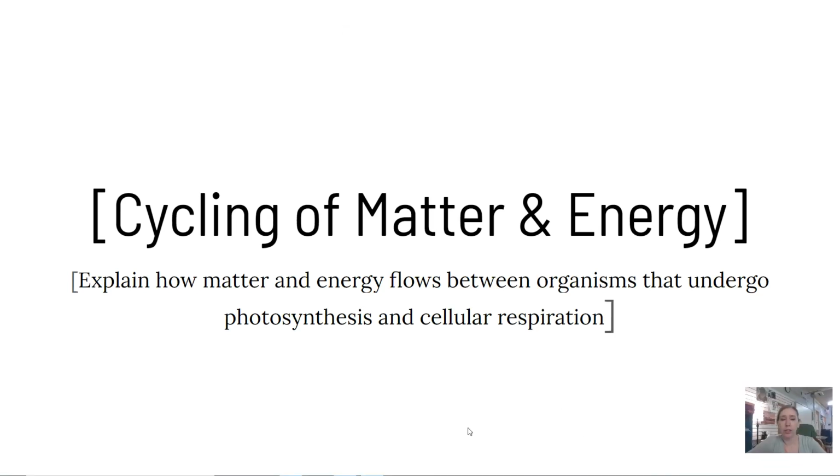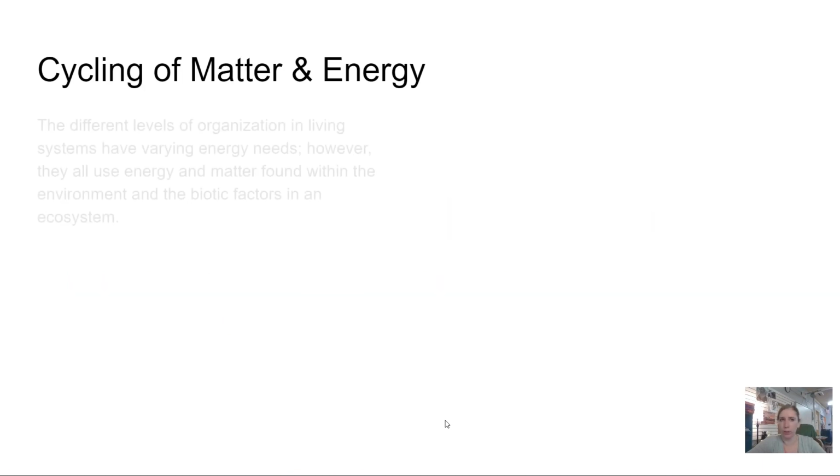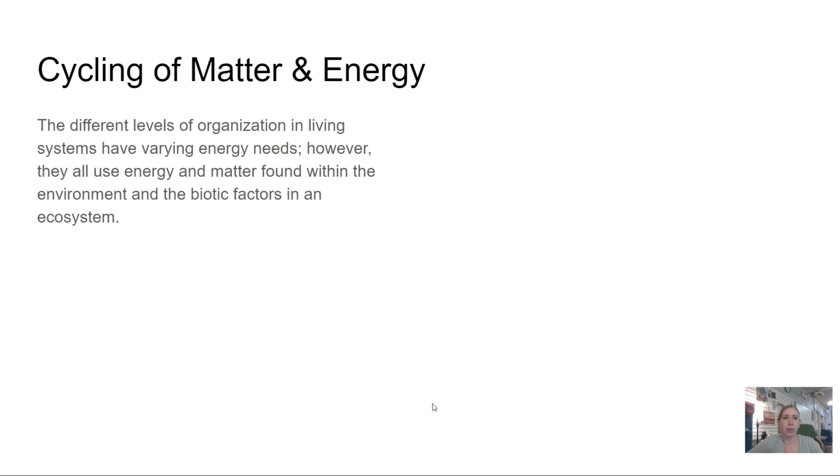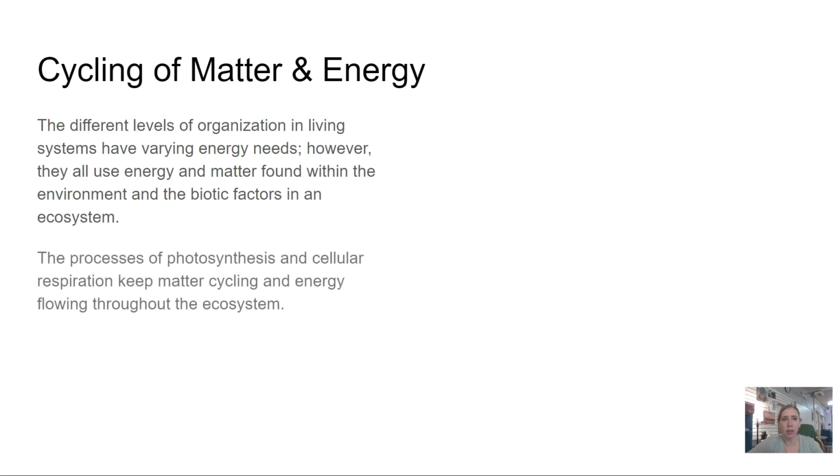Hello, we are going to discuss cycling of matter and energy. Our objective is to explain how matter and energy flows between organisms that undergo photosynthesis and cellular respiration. The different levels of organization in living systems have varying energy needs. However, they all use energy and matter found within the environment and the biotic factors in an ecosystem.